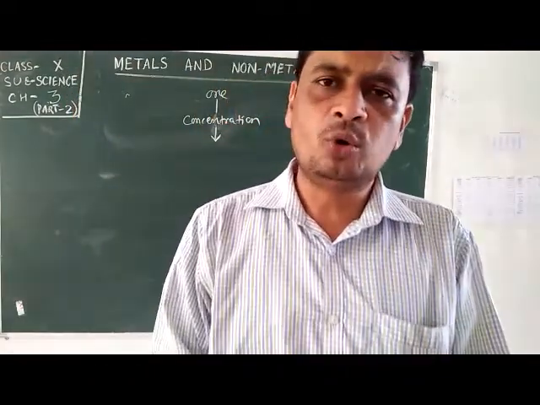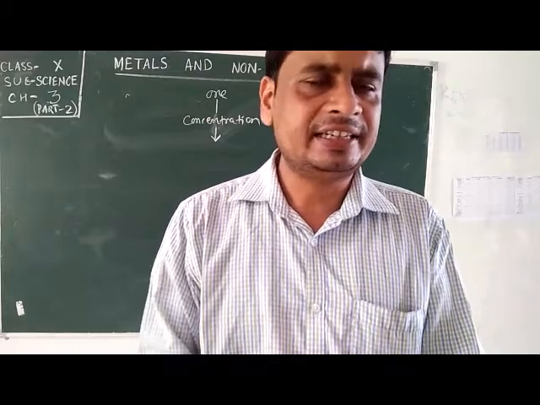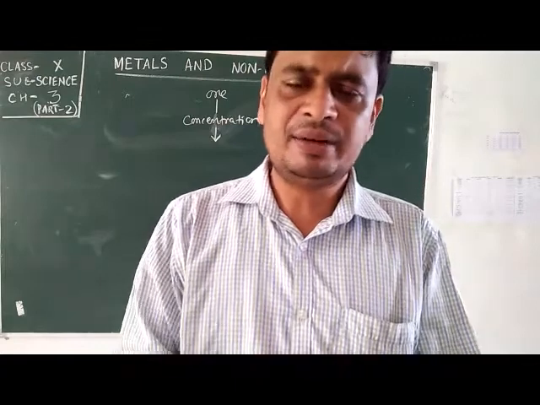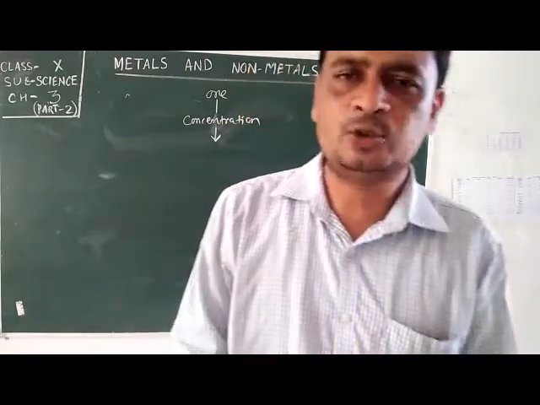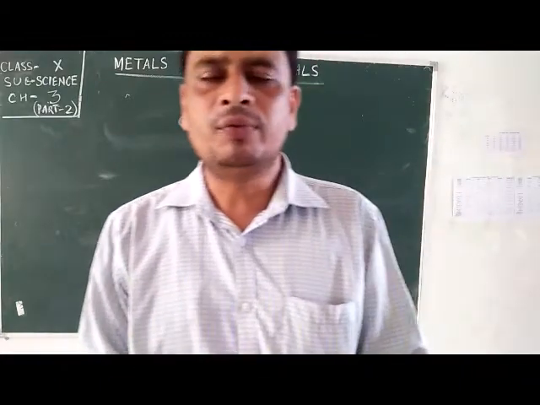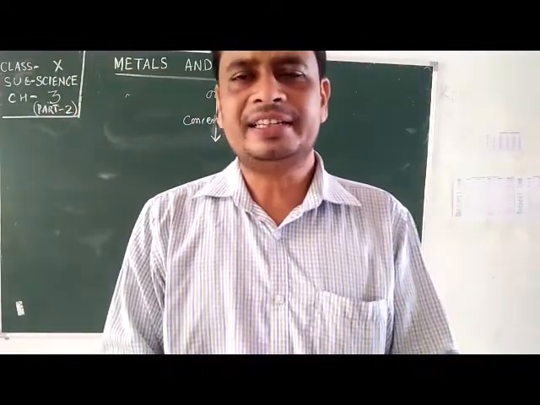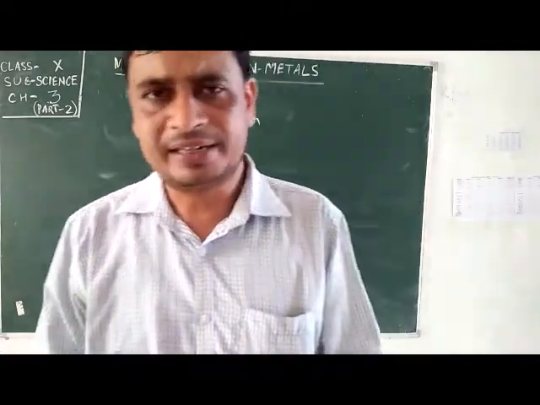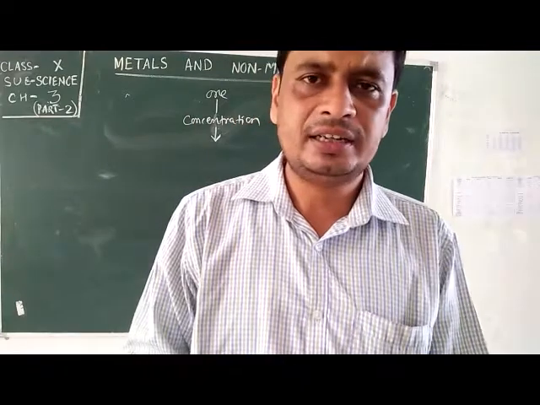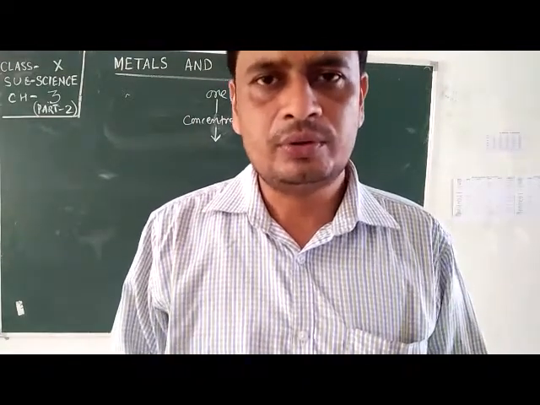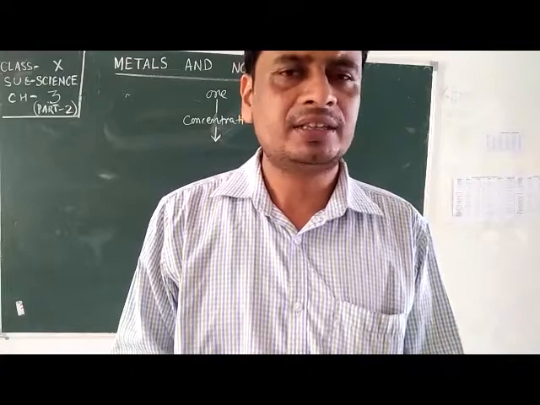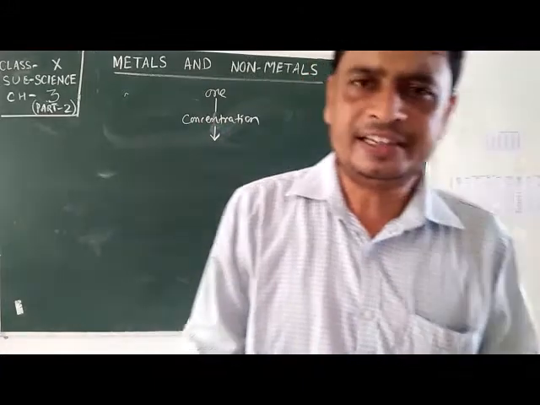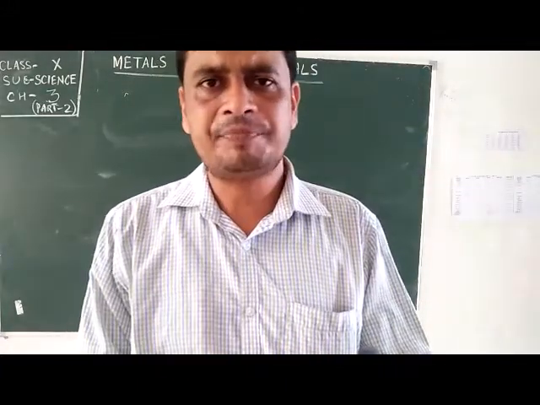Next, if the ore particles are slightly heavier than gangue particles, then we can use a stream of water current, which is called the hydraulic washing process. When we wash the ore powder in that current of water, the heavier particles, that is the ore particles, will make a heap near the water current, but the earthen impurities, which are lighter, will be carried away by the water current.